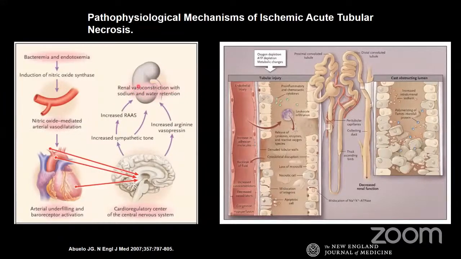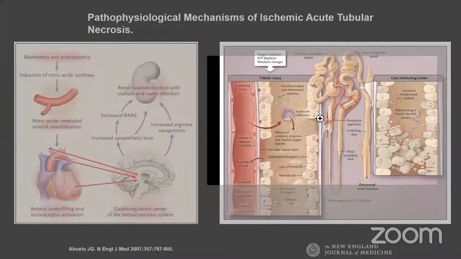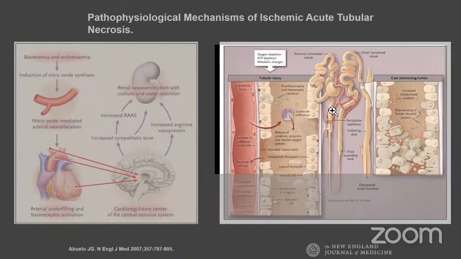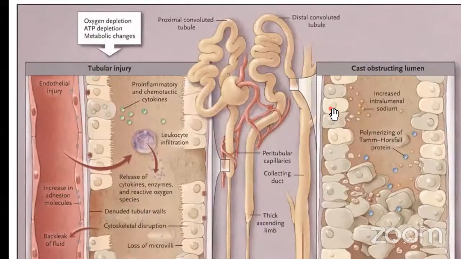So that's at the global level. So now let's come here. I think I'll maximize this one for ease of understanding. I hope you can see that. Perfect. So we already have renal arterial vasoconstriction.